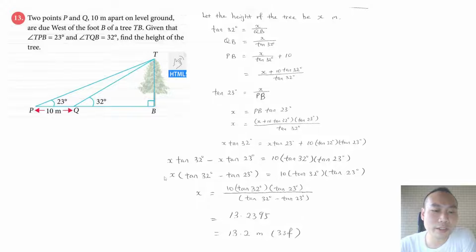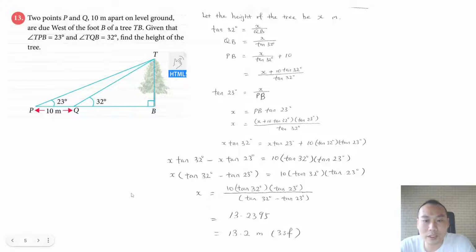From here, we factorize the x. You can see I can factorize the x. Or if you just press the calculator, you get some long string of decimals, but it doesn't matter, it still works. We have this. I bring it back over. This is my value of x. Just press the calculator carefully, we get 13.2 meters.